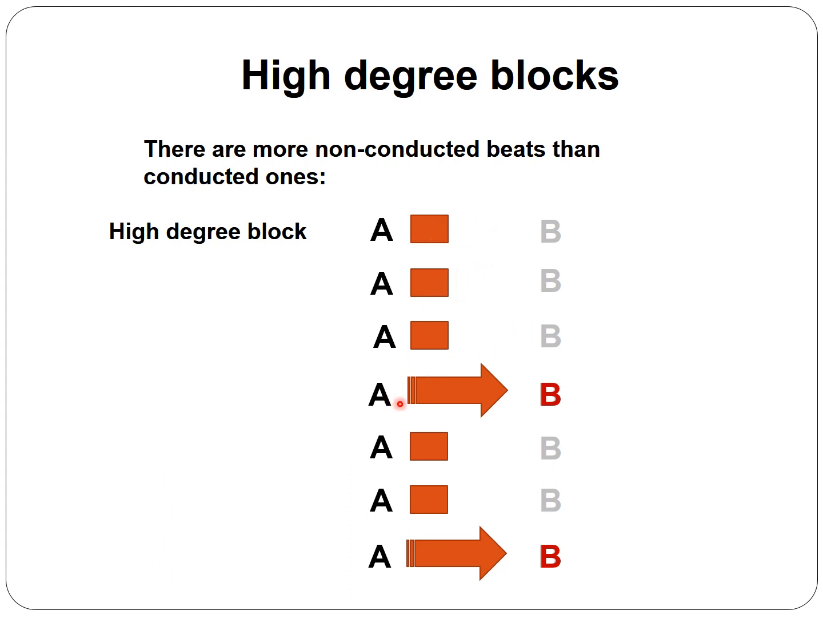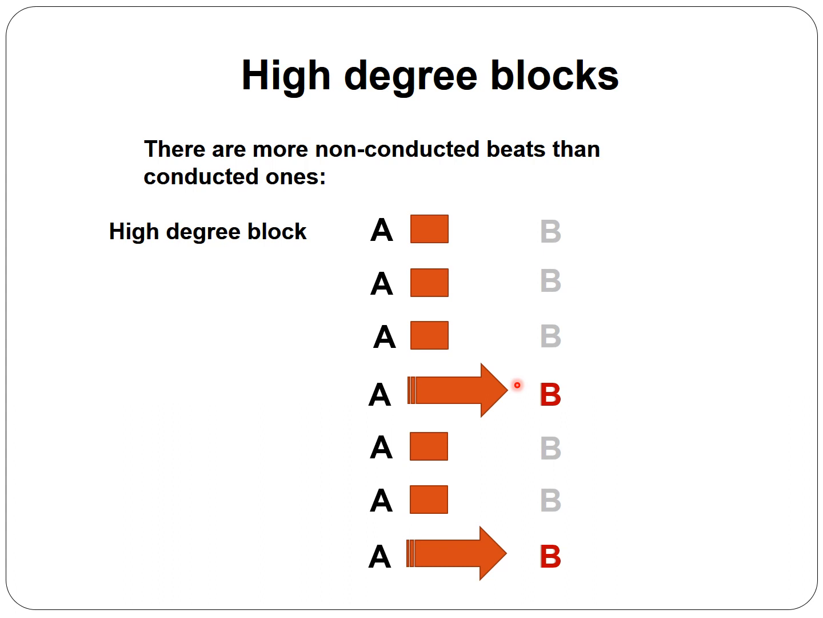And when we have a conducted beat, that makes it arrhythmic, when we have a conduction through this A and B, and that's called a capture beat. There's another possibility when a capture beat and an escape beat activate the compartment together, and that's called a fusion beat. So in the case of high degree blocks, this is arrhythmic.